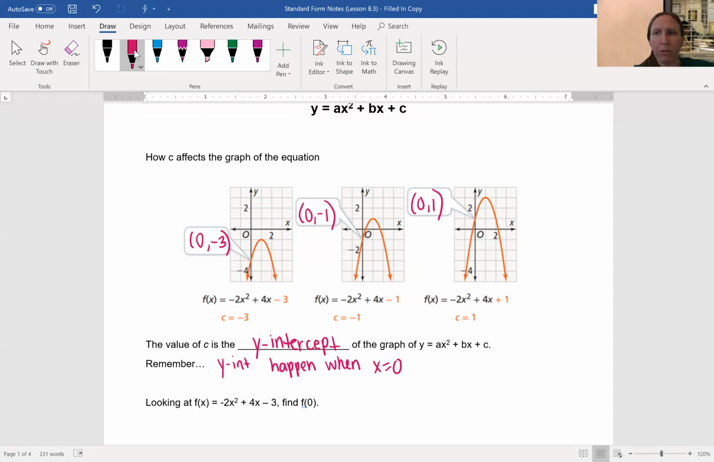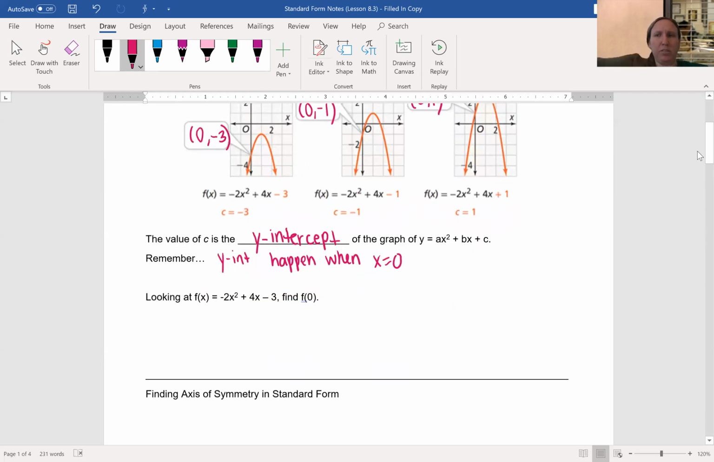Okay, and if we look at one of those equations, I took the first one. We have negative 2x squared plus 4x minus 3, and I ask you to find f of 0. Remember, when that number is on the inside of the parentheses, that's just telling you that x is 0. Let's plug 0 into the equation and see what happens. So we'd have negative 2 times 0 squared plus 4 times 0 minus 3.